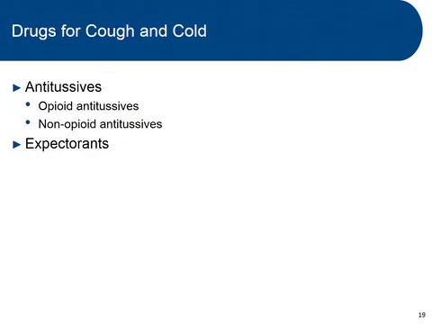So there are several drugs that we could use for cough and cold. Antitussives. Basically, there are two groups of antitussives. There are the opioid antitussives or the non-opioid antitussives. And then the other class of drugs are the expectorants. So let's talk about each.